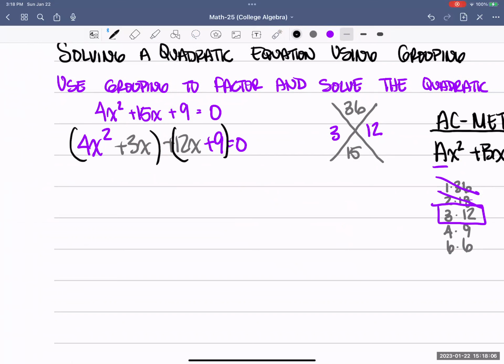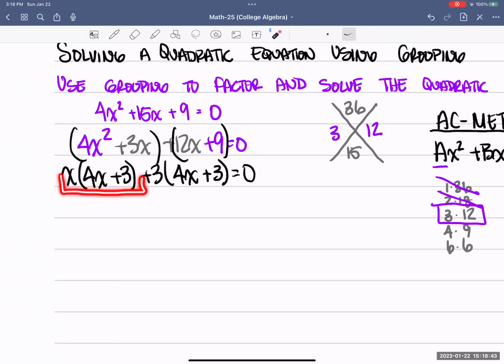In this first group, all we can factor out is that x. That leaves us with 4x plus 3. Over here with the second group, 12x plus 9, each term has a 3 that we can factor out, so plus 3. When we factor out a 3, 12x divided by 3 gives us 4x, and 9 divided by 3 gives us 3.